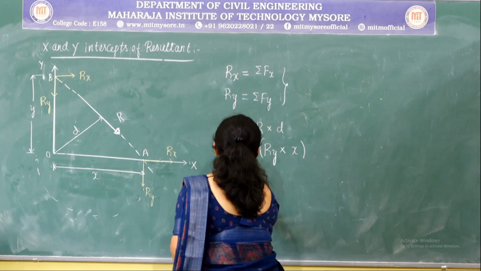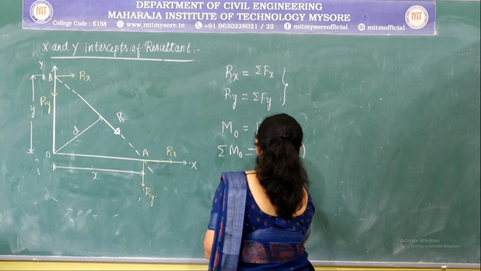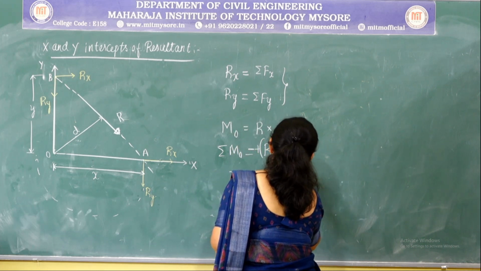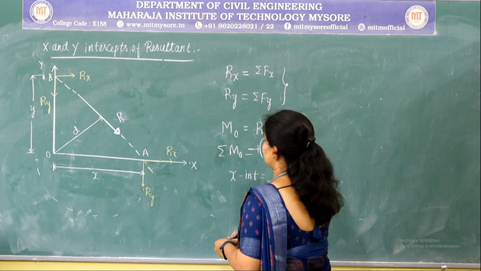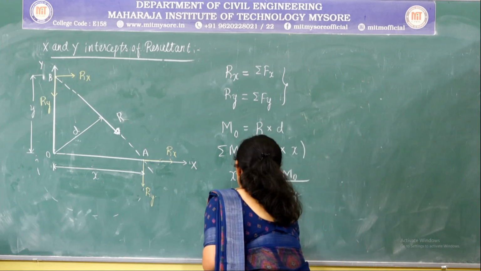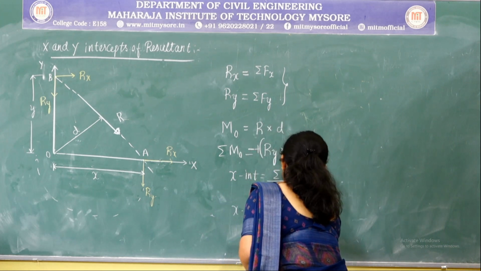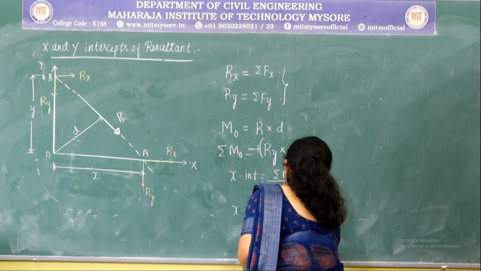So now we can write the value of x intercept as summation of the moments about point O divided by Ry. This Ry is nothing but the algebraic sum of all the moments produced by the y components.